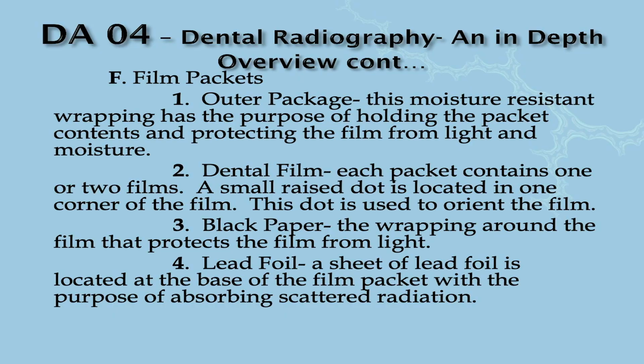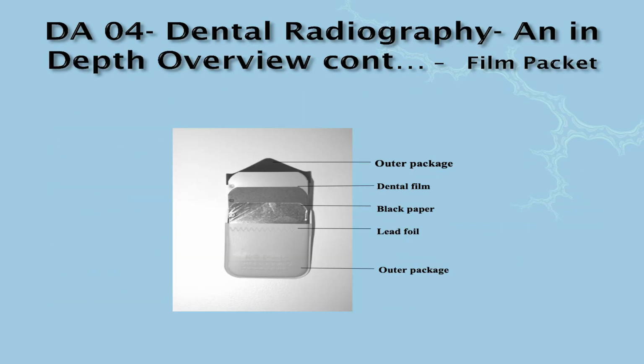Same with the film packet, which you'll see in your notes. Film packets had an outer film, a little dental film, black paper, and lead foil to them. And we used to have to actually pull all of them apart, put the film in an actual processor, and use some of those different solutions to actually have the film be a true X-ray. Well, not anymore with digital films.